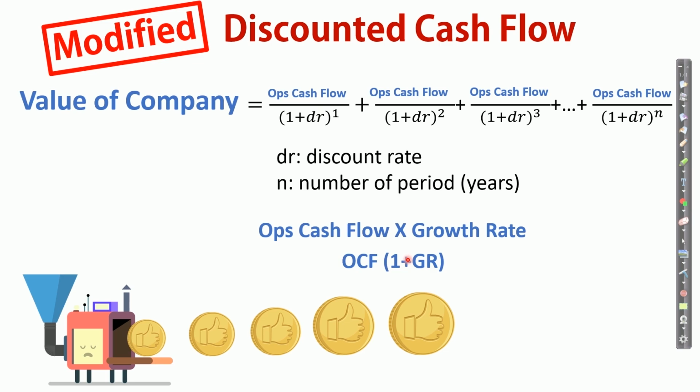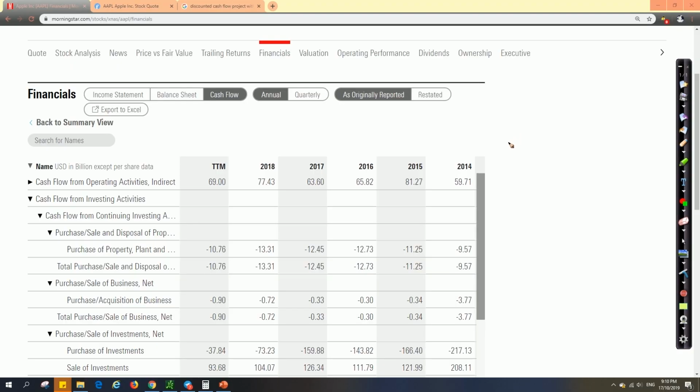So where can we get these important figures? I have not shown this previously, but for the operating cash flow, I prefer to come over to Morningstar to get the trailing 12-month figures. Under Morningstar, over at cash flow, we look at the cash flow from operating activities, indirect. Remember to sum up all the subsections that are available under cash flow from operating activities. From here, we get that Apple, in today's example, has a trailing 12-month operating cash flow of 69 billion. Take note that the unit is in billion.